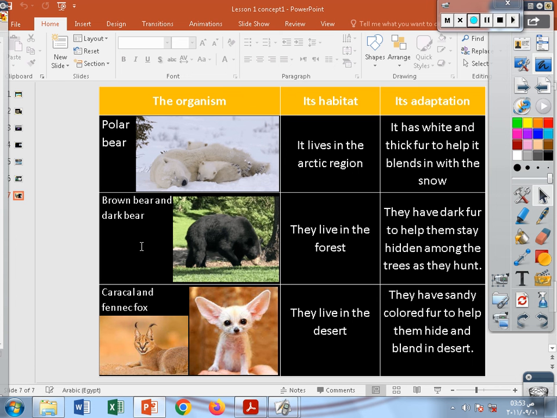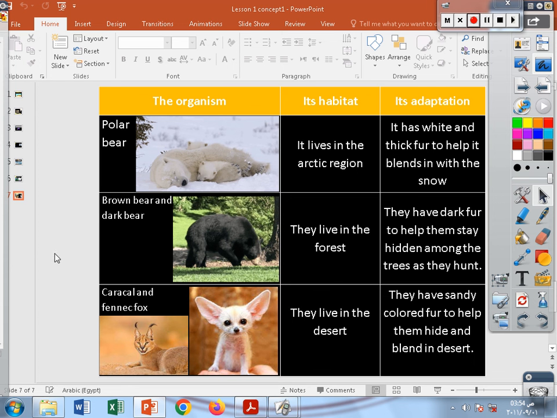And the last two animals: on the right we have the picture of the fennec fox. It's a small animal from the types of foxes. It's sandy or yellow in color. Number two is a type of cat called the caracal. The two living organisms live in the desert. They have sandy colored fur to help them hide and blend in the desert.